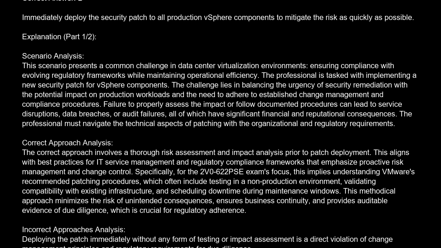compatibility with existing infrastructure, and scheduling downtime during maintenance windows. This methodical approach minimizes the risk of unintended consequences, ensures business continuity, and provides auditable evidence of due diligence, which is crucial for regulatory adherence. Incorrect approach analysis. Deploying the patch immediately without any form of testing or impact assessment is a direct violation of change management principles and regulatory requirements for due diligence.